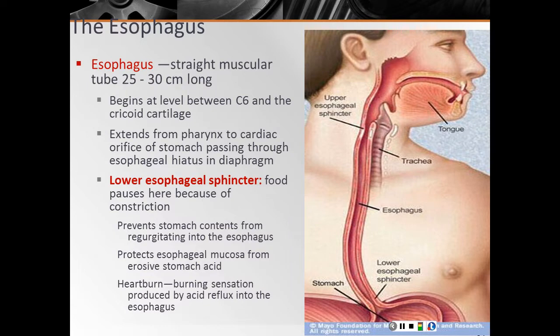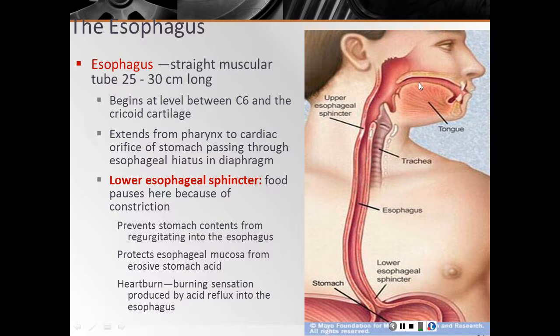Now food is going to pass briefly at this point because of the lower esophageal sphincter, or LES. This LES, the lower esophageal sphincter, prevents the stomach contents from regurgitating into the esophagus. And of course, heartburn has nothing to do with the heart, but it is the burning sensation caused by acid reflux.